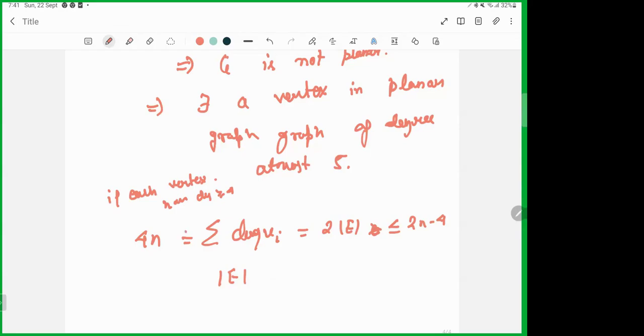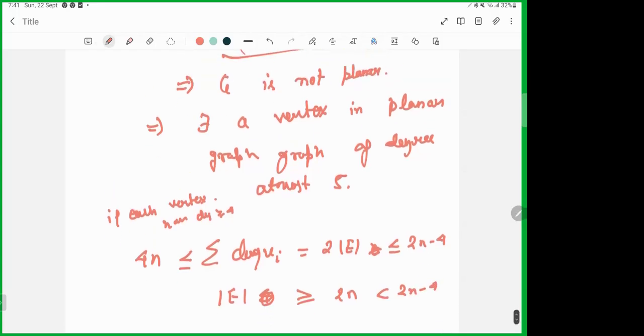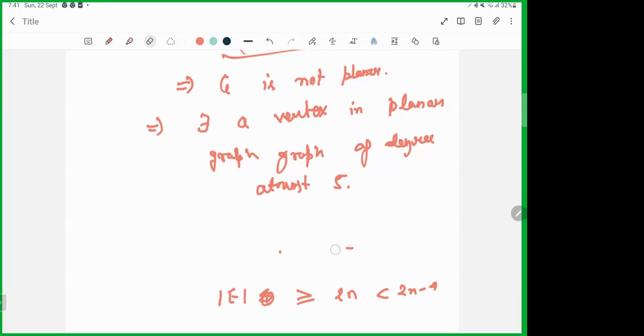Sorry, the degree of Vi is greater than or equal to 4, so the cardinality of E should be bigger than or equal to 2n, which should be less than 2n minus 4. So yes, for a bipartite graph, the bound will be 3: there exists a vertex of degree at most 3. So this is also good. Are you able to follow, or should I write?